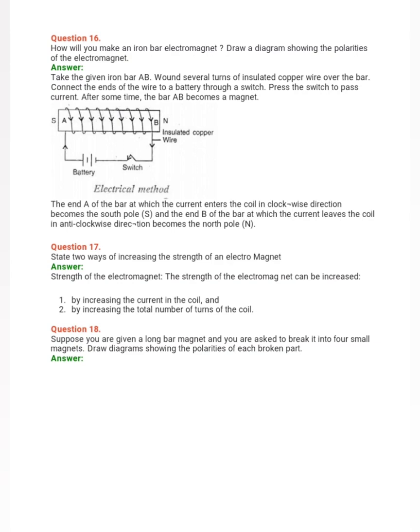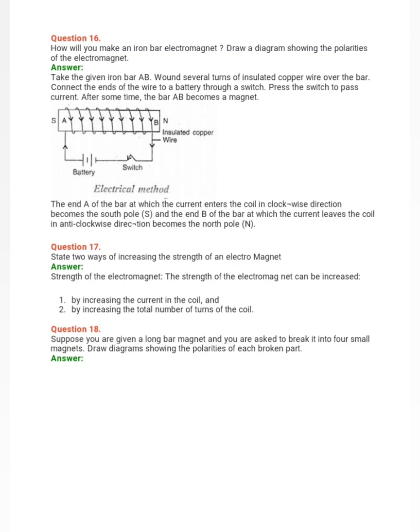Question number 16. How will you make an iron bar electromagnet? Draw a diagram showing the polarities of the electromagnet. Answer. Take the given iron bar AB, wound several turns of insulated copper wire over the bar. Connect the ends of the wire to a battery through a switch. Press the switch to pass current. After some time, the bar AB becomes a magnet. And here is the diagram to show that process. It is known as the electrical method.